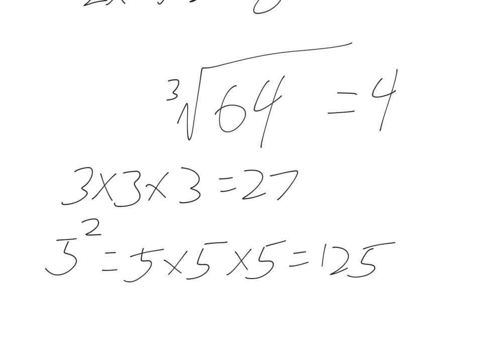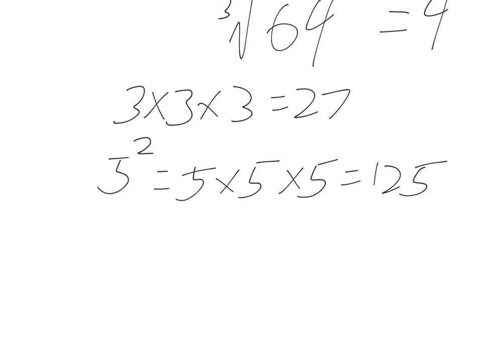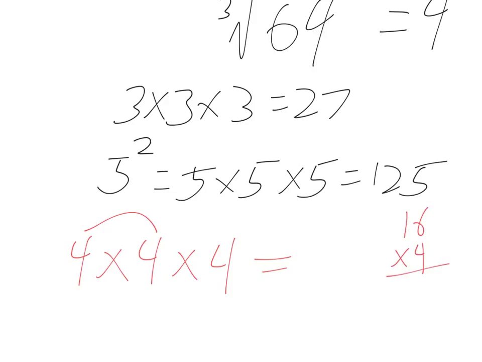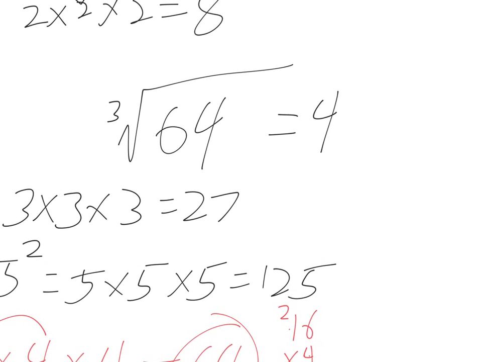Let's just test that out to make sure. 4 times 4 times 4. This would be 16. And then 16 times 4. That would be 4 times 6 is 24. 4 times 1 is 4. Plus 2 is 6, 64. Okay. So it is 4. And that would be the answer, and that's really how you figure it out.